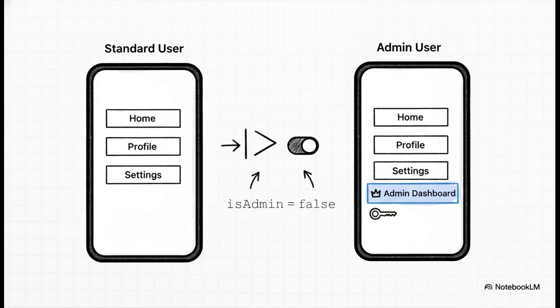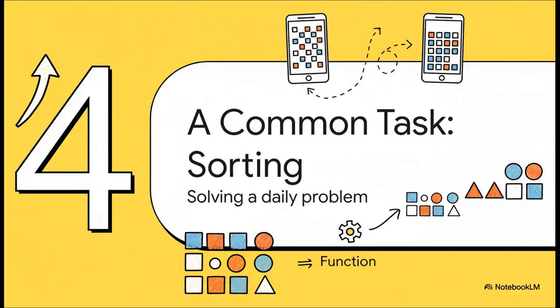And here is the payoff. With that one little formula, our app is now rule-aware. We can write simple rules on our buttons like, hey, only show the admin settings button if that asAdmin variable is true. This lets us build one app that provides a secure, perfectly tailored experience for every single person who uses it.